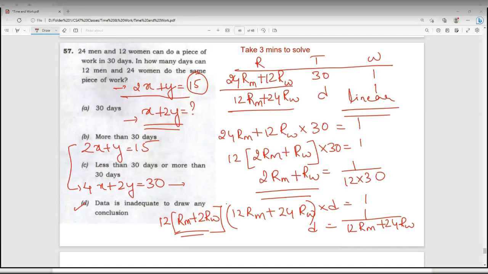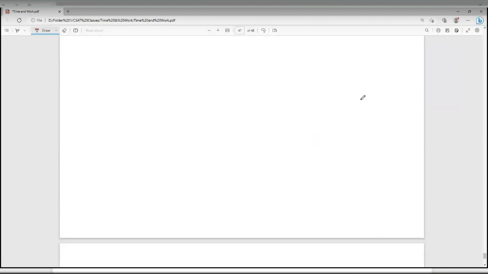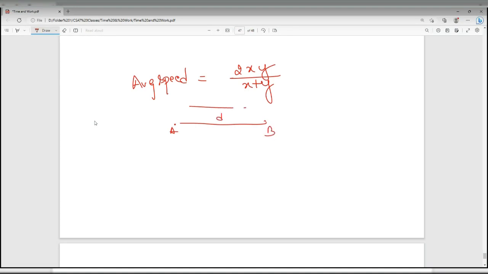Normally some people ask me whether, instead of sticking to basics, sticking to formulas or ready-made shortcuts would help. For example, the standard average speed shortcut formula is 2xy upon x plus y. Say the distance from A to B is d. If you are going at x kilometers per hour and coming back at y kilometers per hour, the average speed would be 2xy by x plus y.